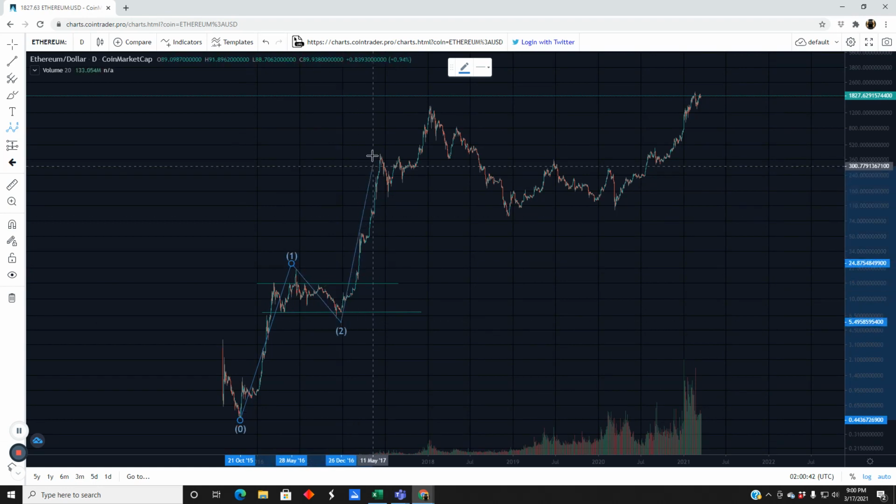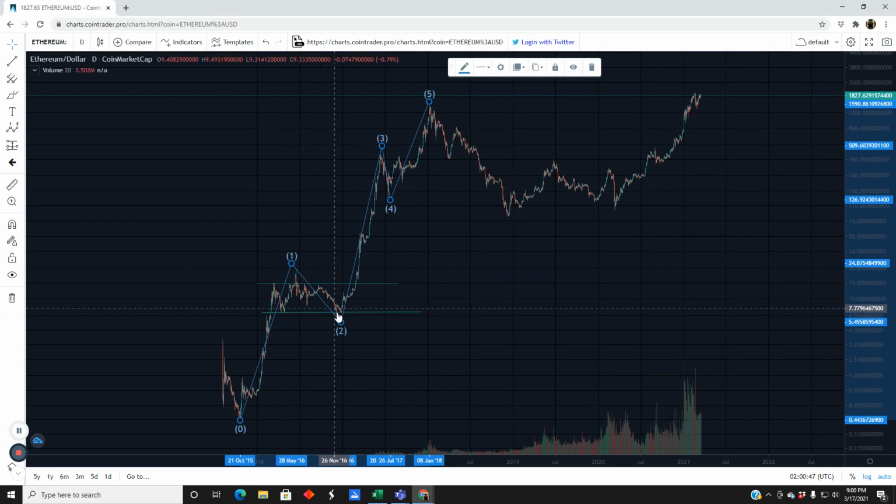Wave 1, 2, 3, 4, 5. See how this one's really complex? It took forever, and people were giving up on cryptocurrencies and Ethereum. And then this one was just a scary drop. Everybody thought the end of the world was going to happen, and then it went up. And then we had an ABC correction.